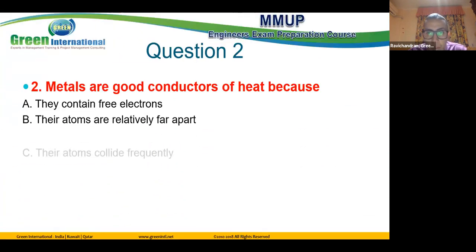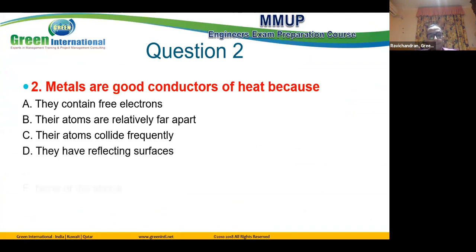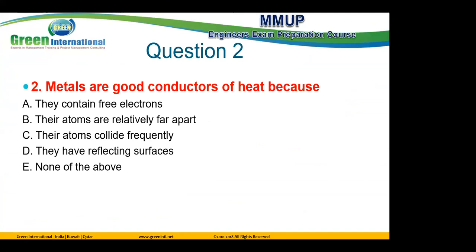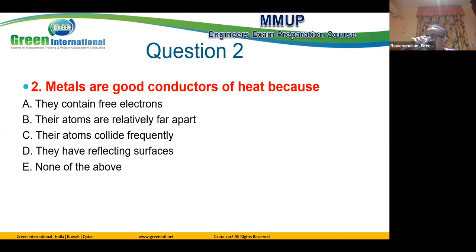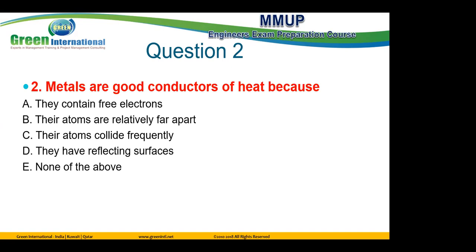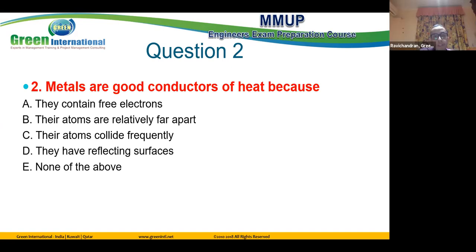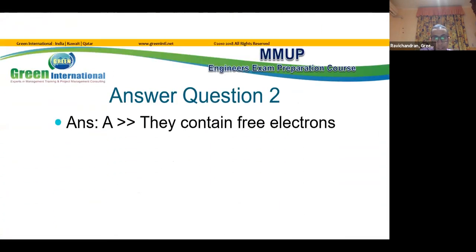Metals are good conductors of heat. Why? Their atoms collide frequently. Collide frequently, because they contain free electrons.